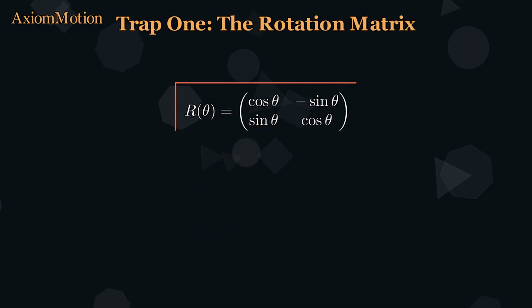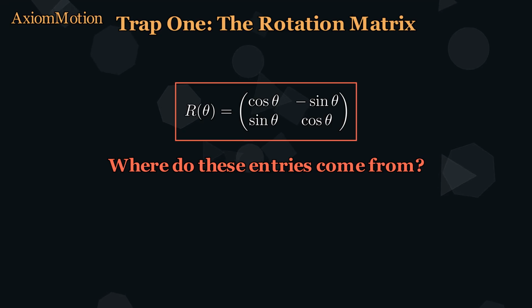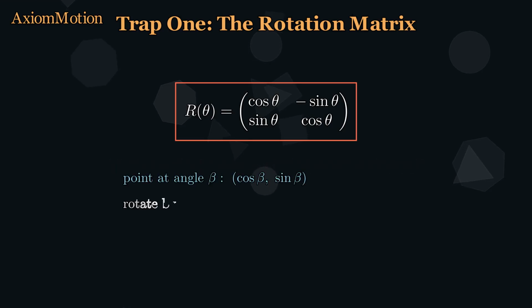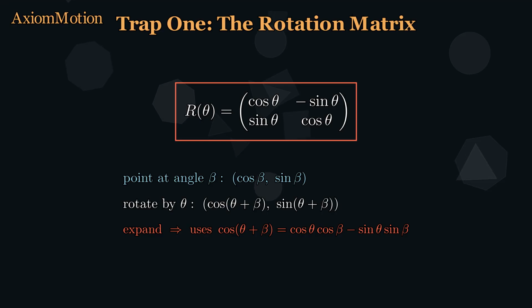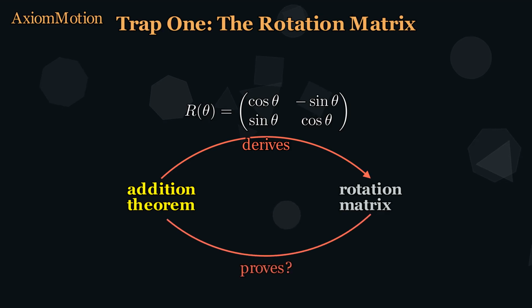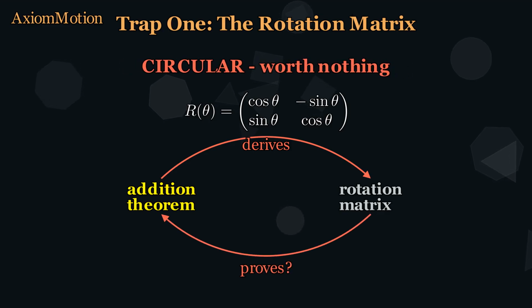Except, where did this matrix come from? Why is the first column cosine theta, sine theta, and why is the second column negative sine theta, cosine theta? Open any textbook and look at the derivation. To find where a rotation sends a general point, it takes the point at angle beta, rotates it by theta, and expands cosine of theta plus beta, using the addition formula. The matrix you used to prove the theorem was built from the theorem. The argument travels in a perfect circle. On this exam, that circle is worth nothing.